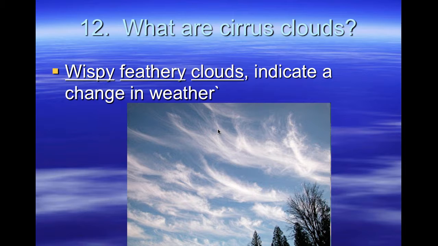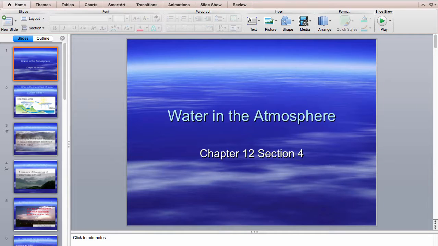These are cirrus clouds. These are wispy, feathery clouds. They indicate a change in weather. They're the highest clouds in our atmosphere, and they're made of ice crystals. They mean that the weather is going to change within like 24 to 48 hours. You're going to have different weather. And that's it for our atmosphere notes.